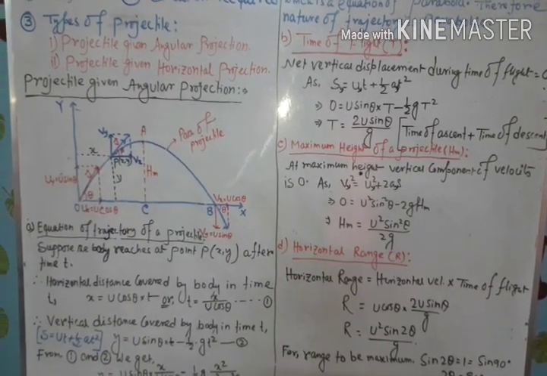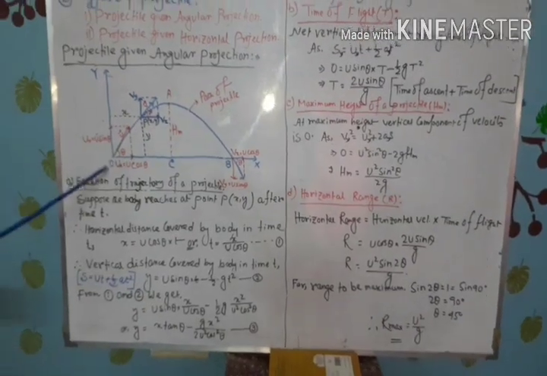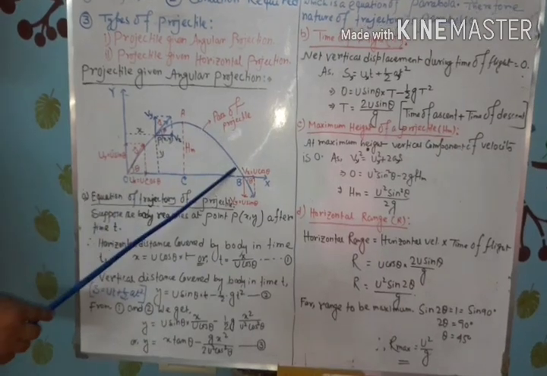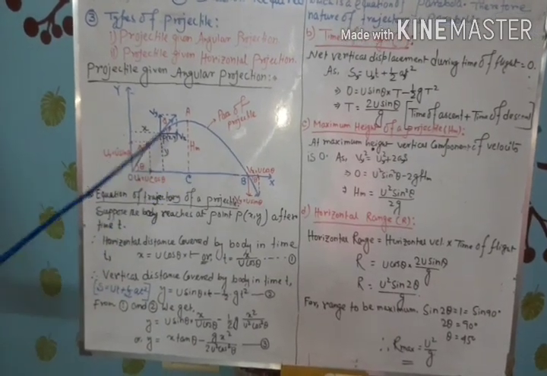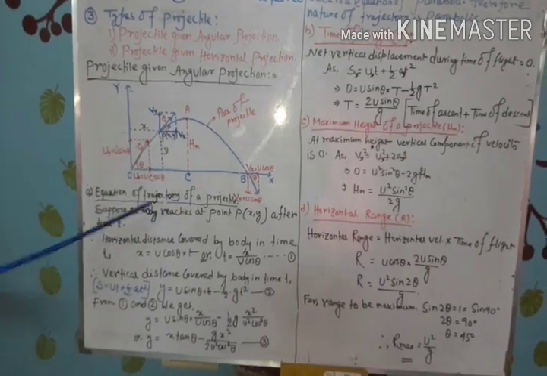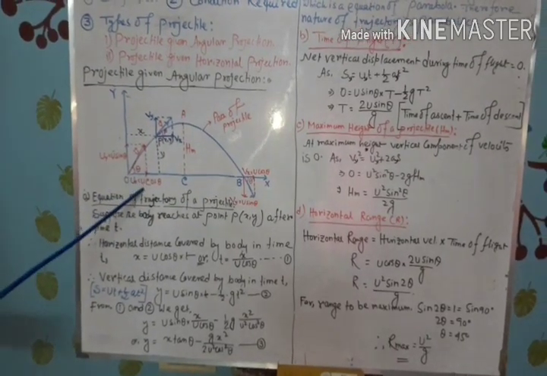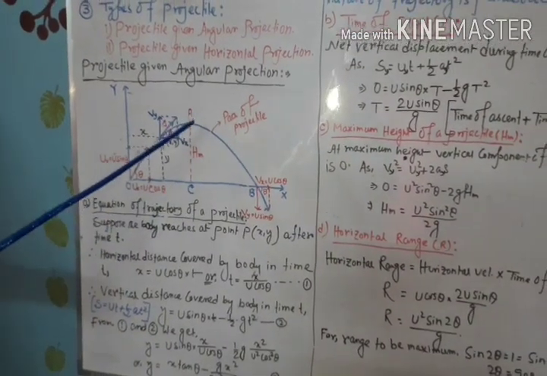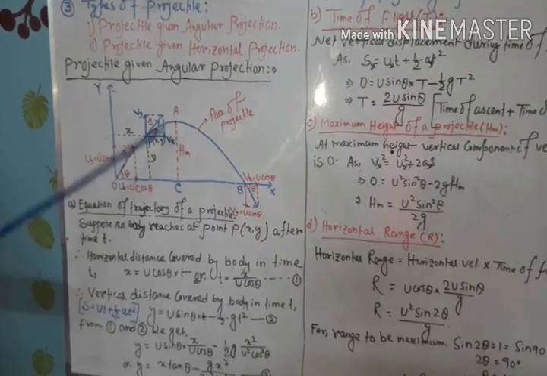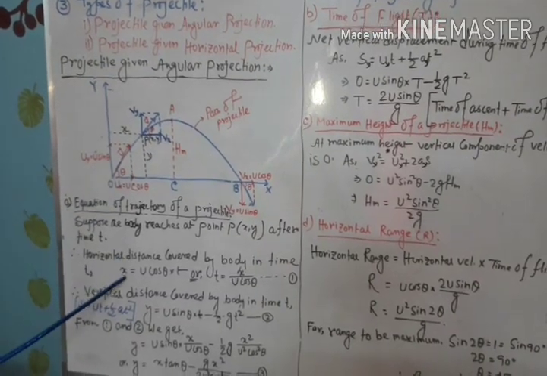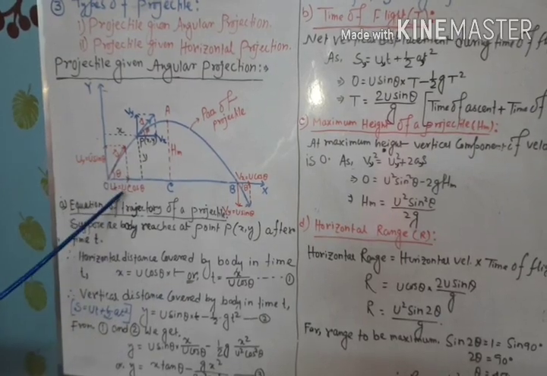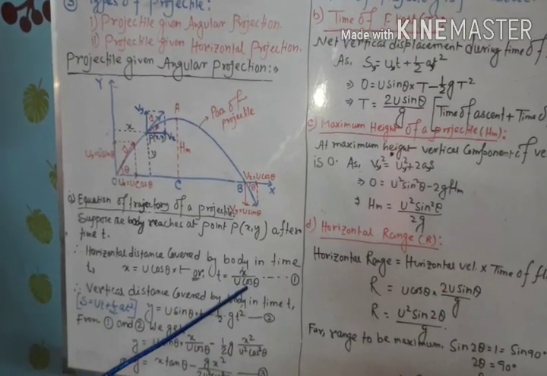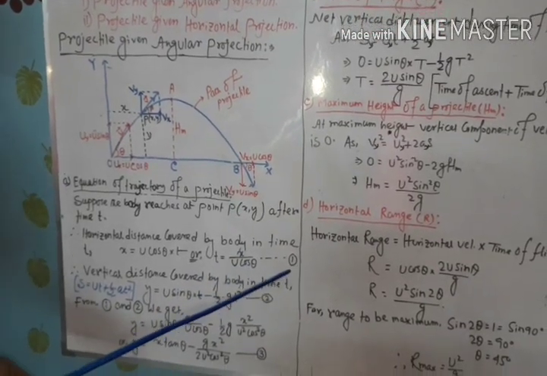Now, the horizontal distance covered by the body in time t. One thing you have to remember very carefully: throughout the path of the projectile, at every point on the path, the horizontal component of the velocity always remains constant, which is u cos theta, because along the horizontal direction no force is acting on the projectile. Clear? So the horizontal distance x equals speed into time. What is the speed? u cos theta into t. So t equals x by u cos theta. This is our equation number 1.